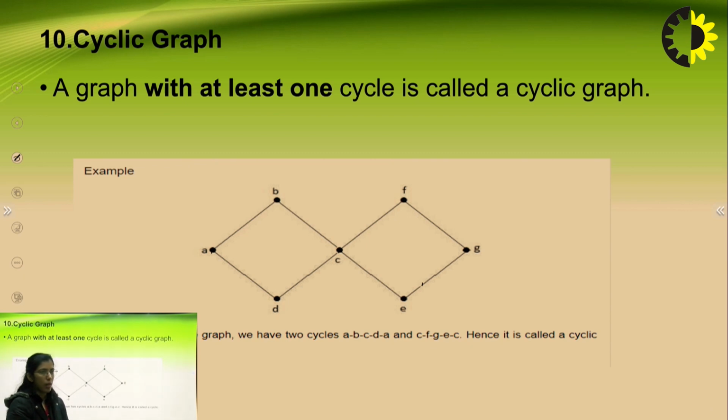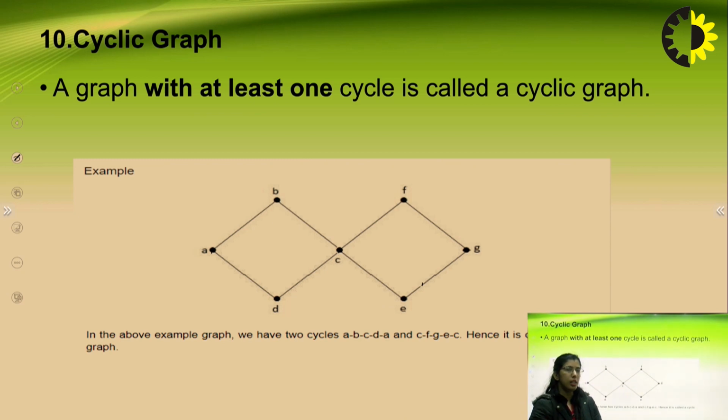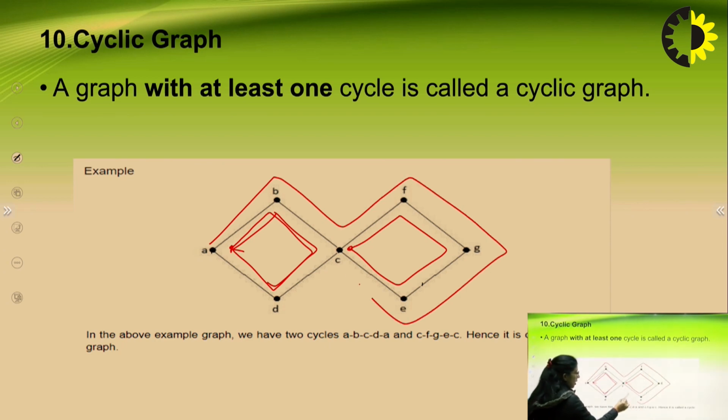Next one is cyclic graph. If a graph has at least one cycle, then that particular graph is known as a cyclic graph. Here we can see, for example, the first one is this cycle. If we start from here, we have this cycle, and again this cycle, and overall we have this cycle, which starts from A and ends at the same point. So this graph has 3 cycles. So this is a cyclic graph.